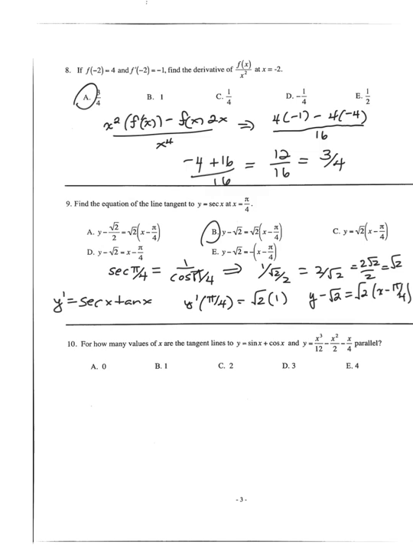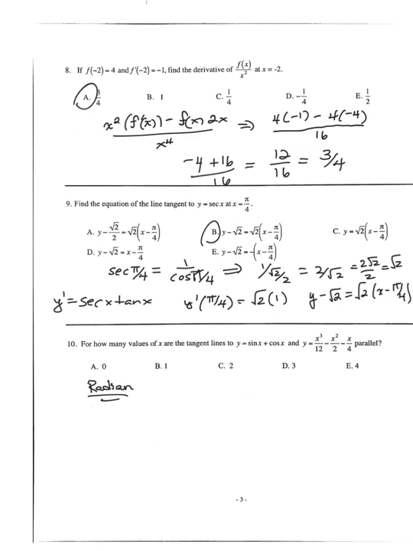For how many values of x are the tangent lines to these two curves parallel? Well, if the tangent lines are parallel, that means their slopes are equal, which means their derivatives are equal. So we could set their derivatives equal. And then you could take out a calculator, make sure you're in radian mode, graph it, and see where they intersect.